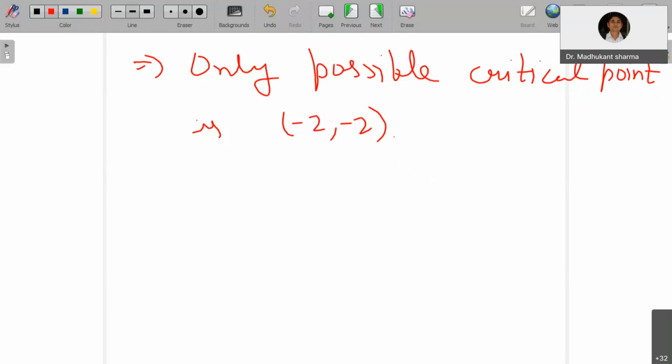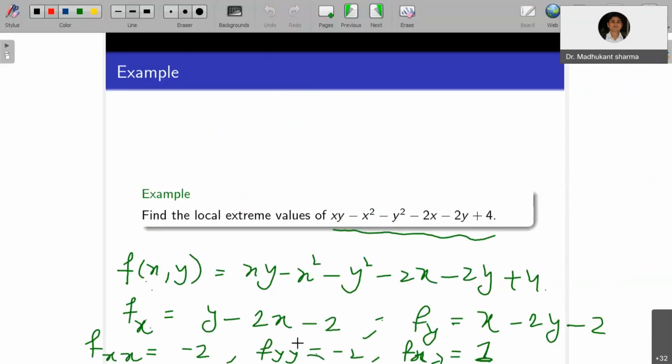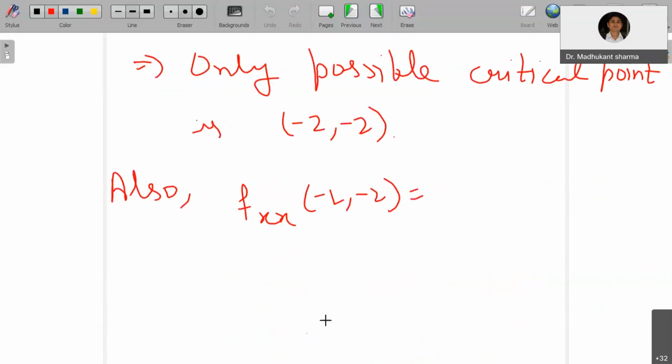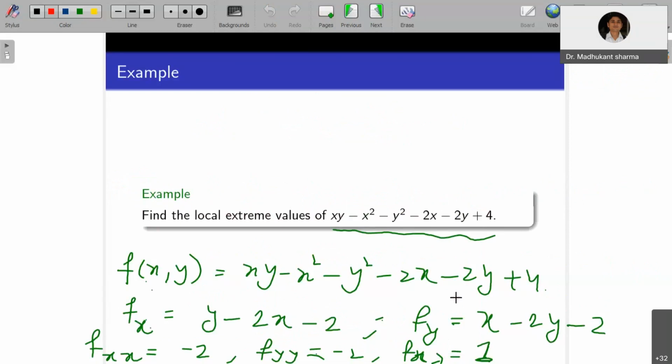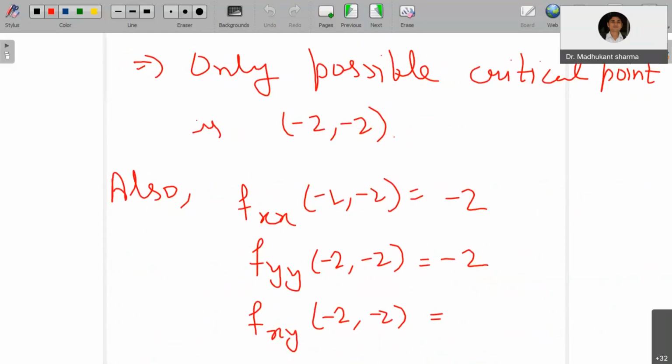Now, also, fxx at minus 2 comma minus 2, I can find. Fxx is minus 2, a constant only, right? So at minus 2 it is also minus 2. Fyy at minus 2 minus 2 is also minus 2. Fxy at minus 2 minus 2 is 1. Fxy is 1, a constant, so it will not change with respect to any point.